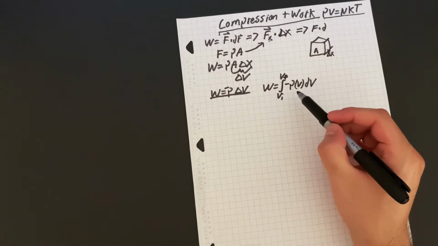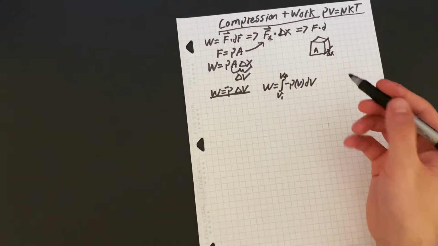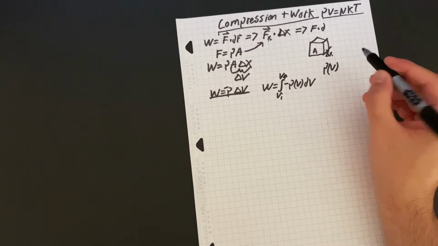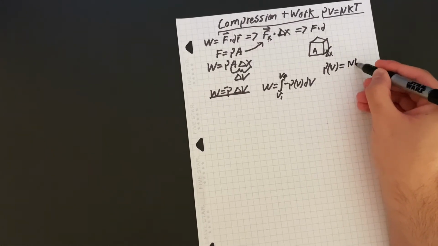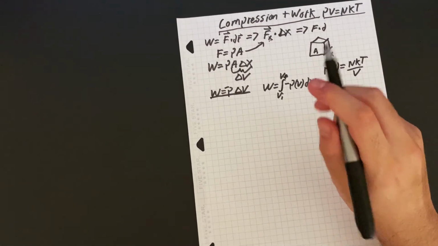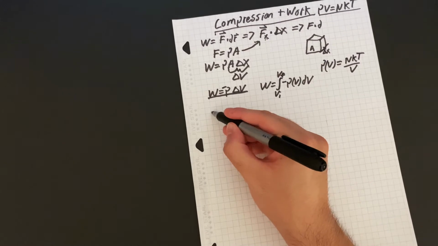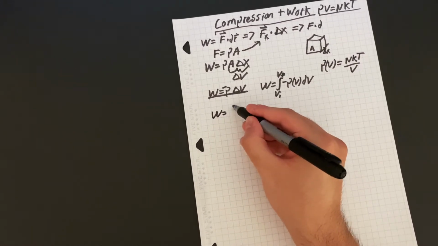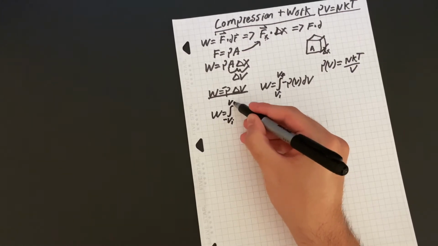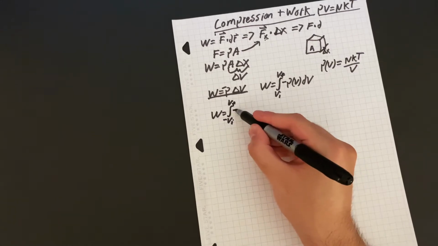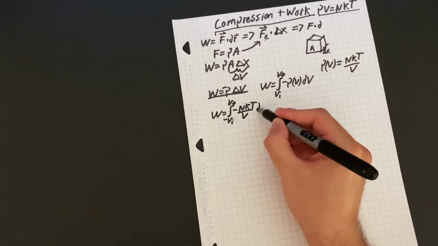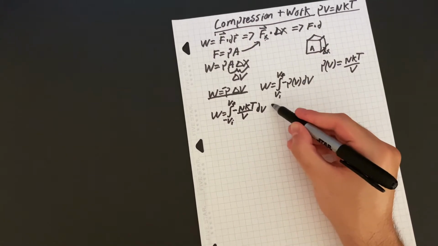And so where do we get pressure as a function of volume? Well, from the ideal gas law. We have it written up here, but let's write it right here. Pressure as a function of volume equals N K T divided by V. This is pressure as a function of volume. So let's plug this into our integral. And we get work equals the integral from V initial to V final of negative N K T over V dV. And let's solve this integral now.